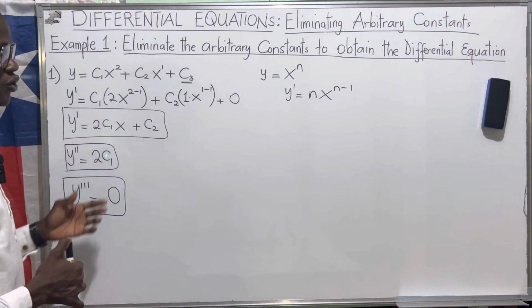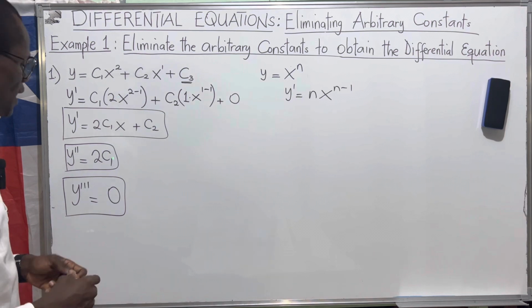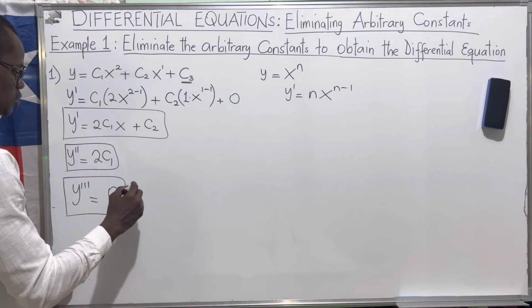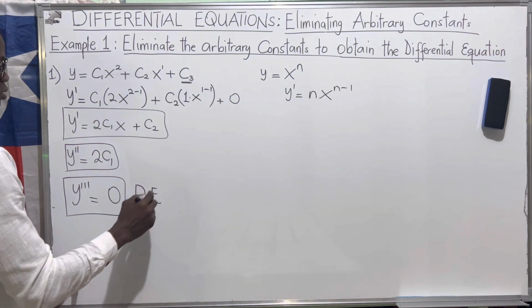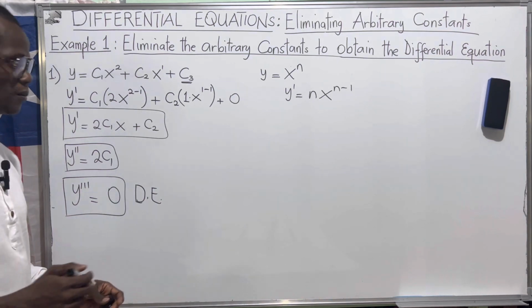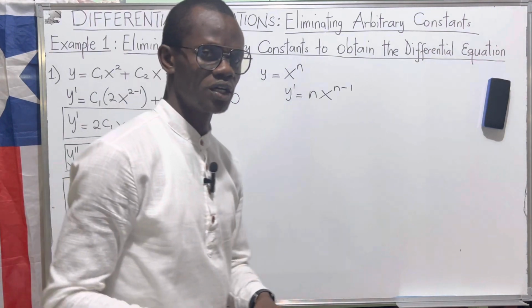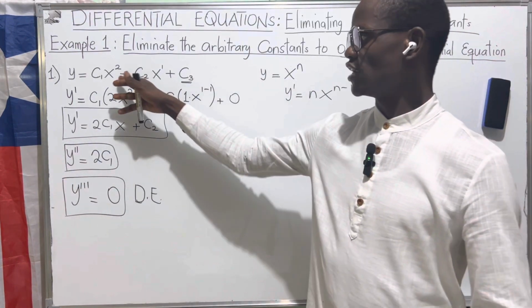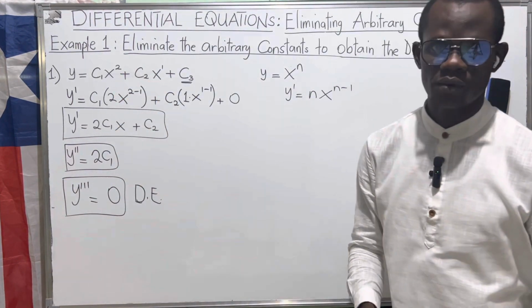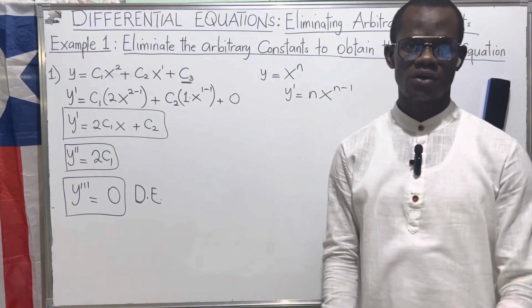So this clearly shows that we have the differential equation y''' equal to 0. So this is how we find the differential equation given a relation, by carrying out elimination of arbitrary constants.